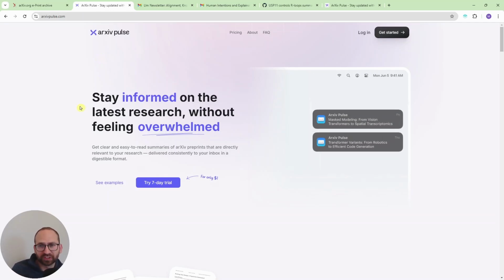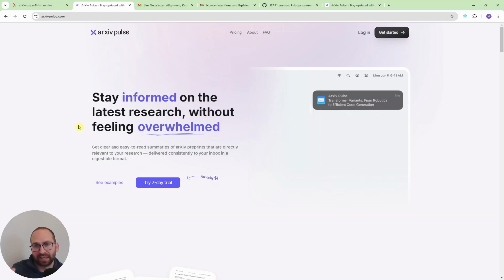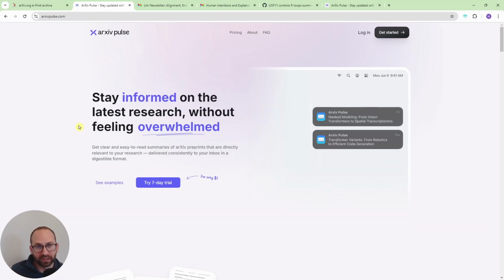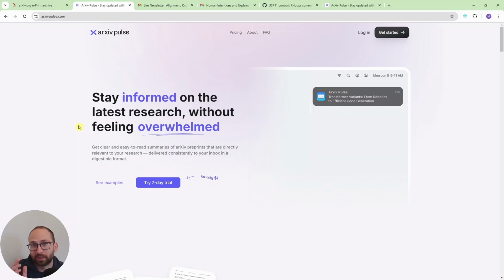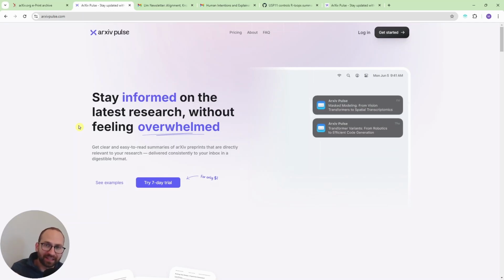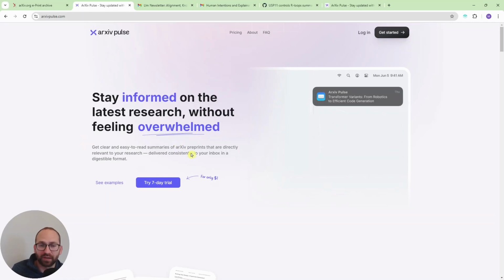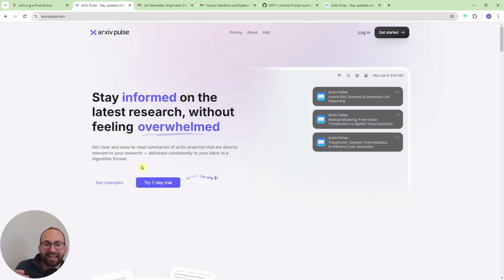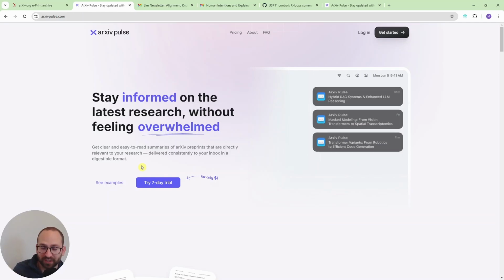This is an AI platform that will send you email digests every day, once weekly, however you like it, or digests or newsletters. I'll talk about it in a second. But the idea is that you get clear and easy to read summaries of Arxiv preprints that are directly relevant to your research. And I can't underestimate how clear and easy to read they are. And this is why it's a game changer.